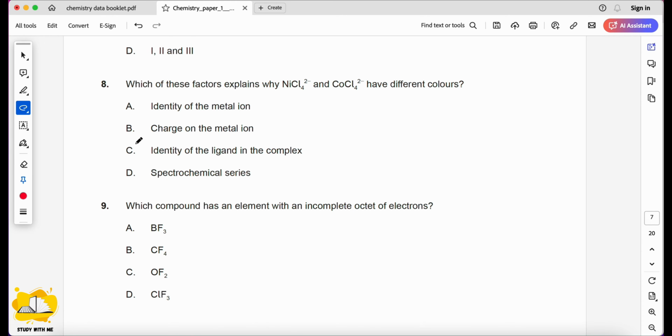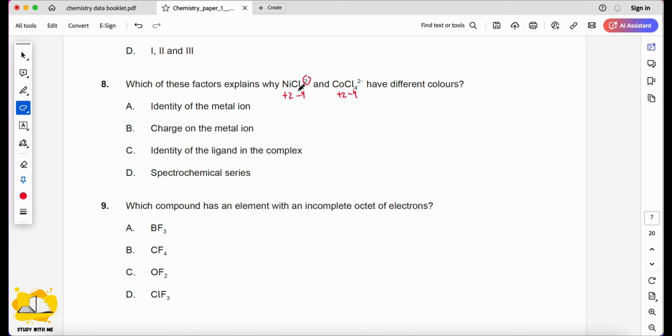Which of these factors explains why NiCl4 and CoCl4 have different color? Okay, if we see the oxidation number, this will be -4, this will be -4, and because it's 2-, this will be +2, and this will be +2. So the oxidation numbers are the same, the charge on the metal are the same, and they have also the same ligand.